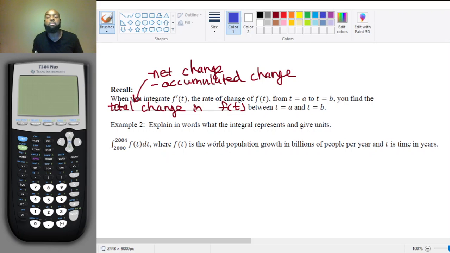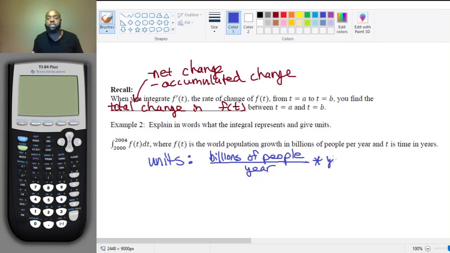What I'm going to do first is I'm going to write the units, right? So the units of this integral is going to be, all right, well, to find that, I'm going to have billions of people per year, because that's my units of f of t, so divided by year, and I'm going to multiply that by my units of t, which is years, right? Well, notice the years cancel, which means my units is going to be billions of people.